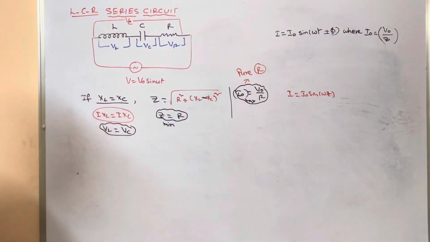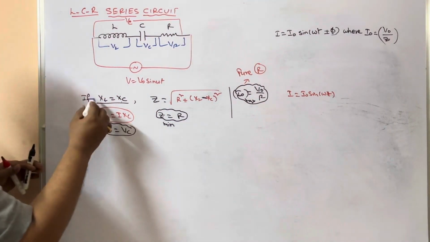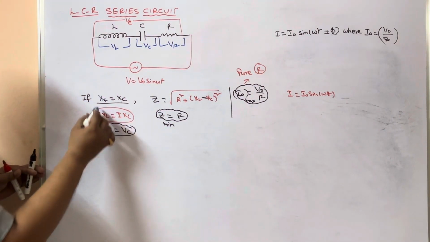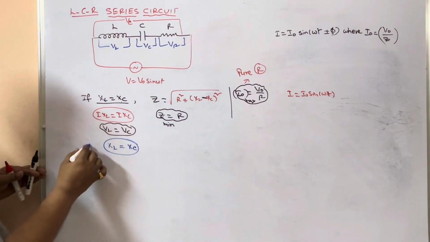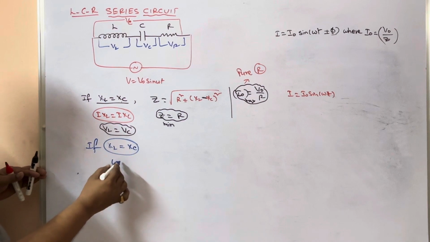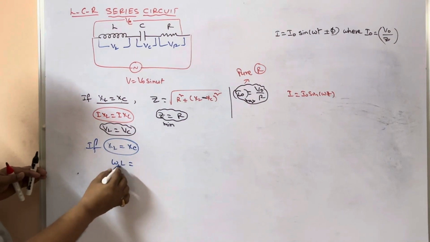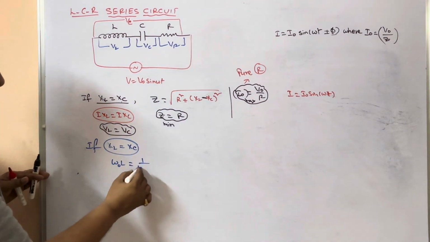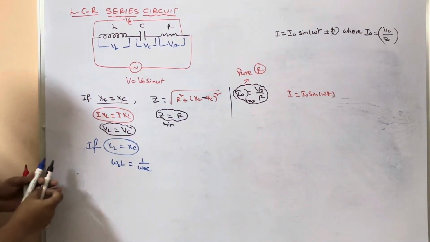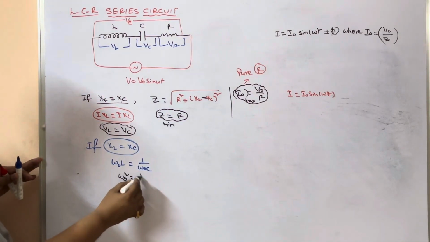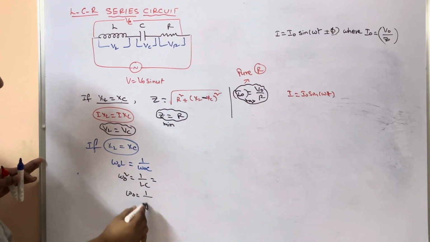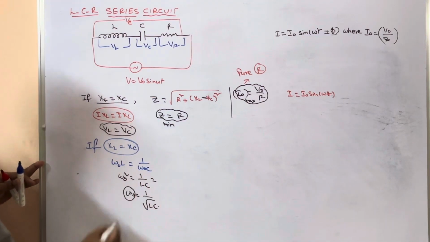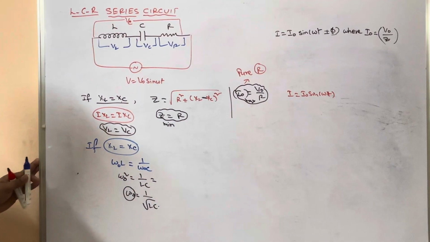Current is going to increase. Next, whenever XL equals XC, we write XL as omega naught L and XC as 1 by omega naught C. So omega naught square equals 1 by LC. Then omega naught is 1 by root LC. This is called the resonant angular frequency.